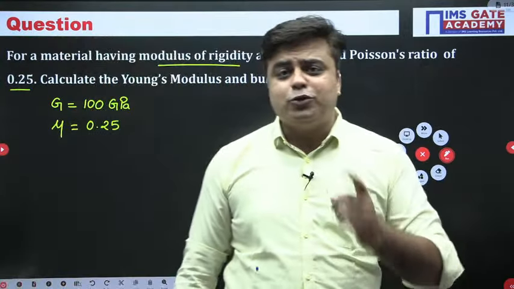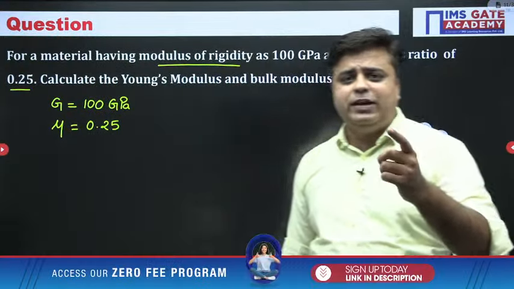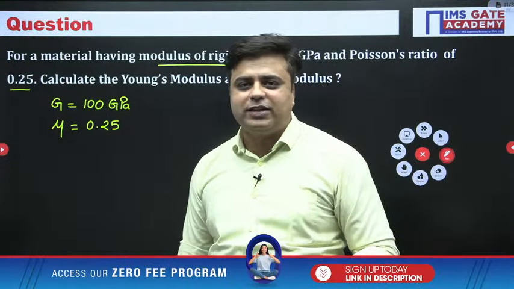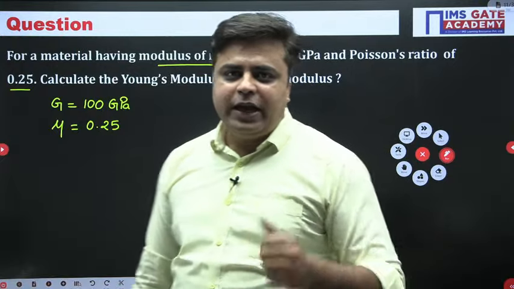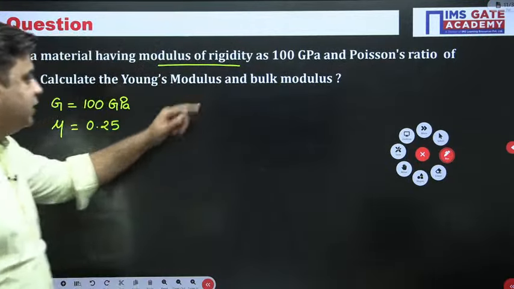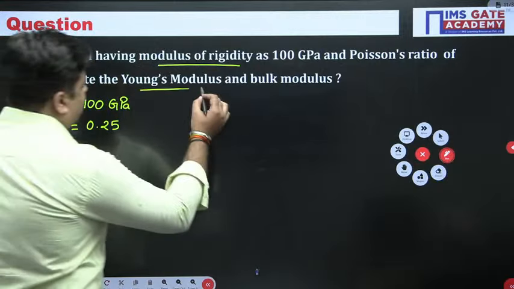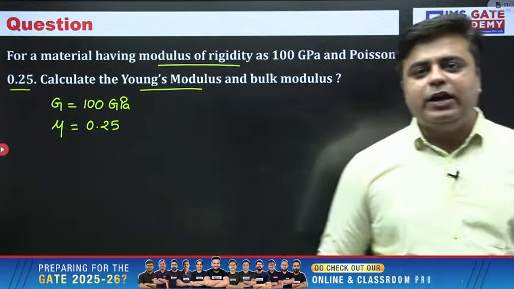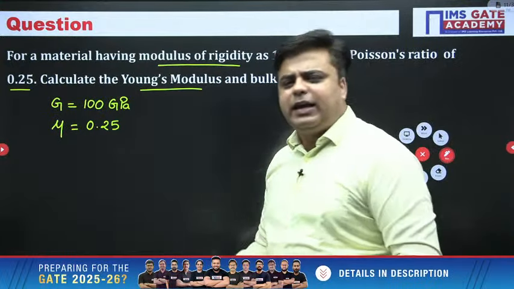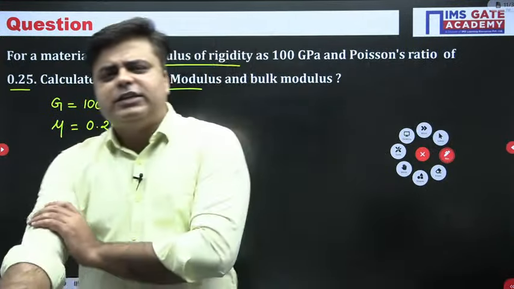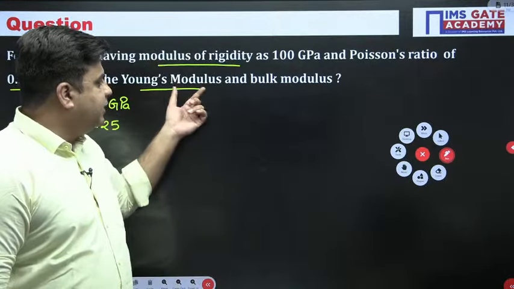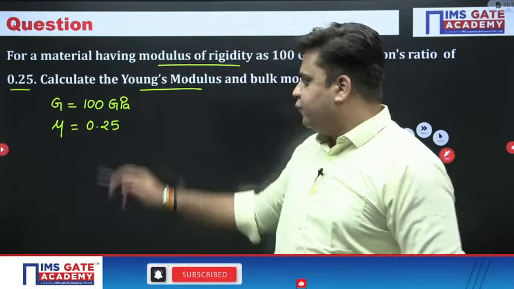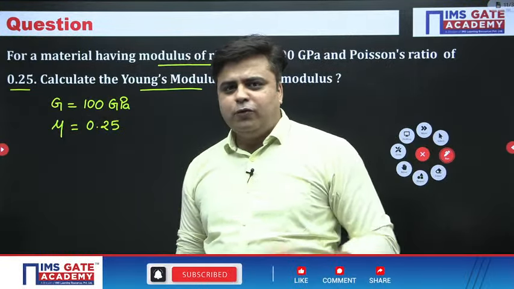The students who don't know the elastic constants will feel like what kind of question is this? But my students who know the relations of the elastic constants will just write the equation and quickly calculate the value of these elastic constants, right? So for calculating the Young's modulus, can you tell me what should be the relation that I will be using? Can anybody quickly comment in the comment box which relation I should use? Bulk modulus we will calculate later. For Young's modulus, if G and mu are given to us, which relation should I use?